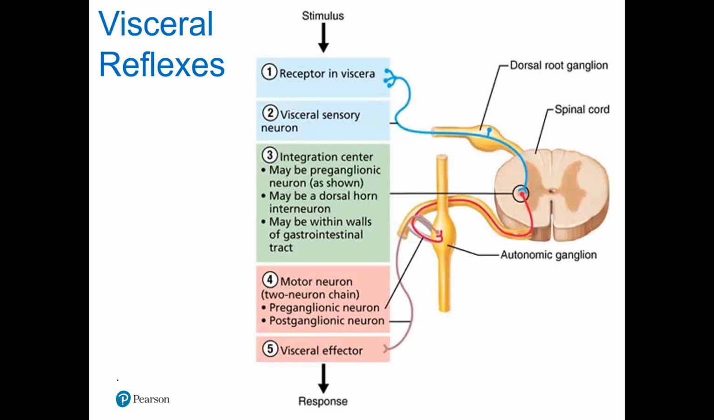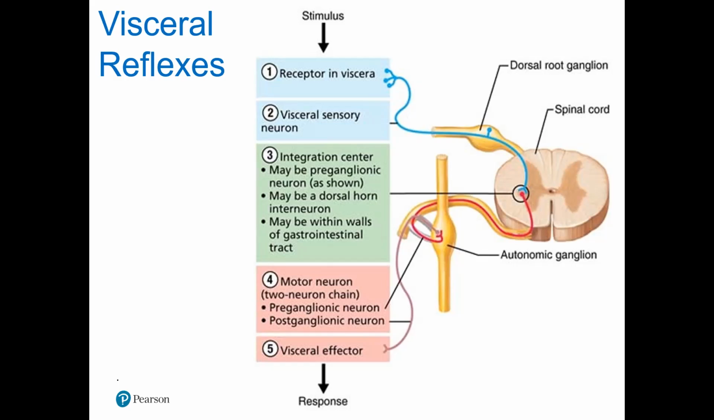There's our receptor, number one, just like before. A visceral sensory neuron, just like a skeletal reflex. Put your hand down on something hot, yank it back. We have an integration center right there at number three. Number three is the integration center. We are processing the information, but the output has two neurons involved here, a preganglionic neuron and a postganglionic neuron, leading to the effector.